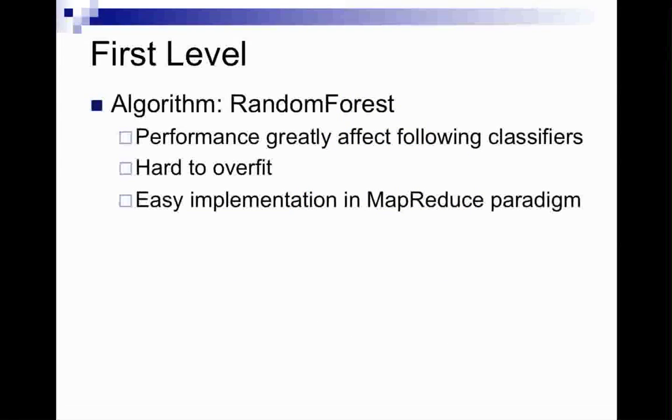Okay, let's go to the details. First, I want to make sure the first part of my classifier has a very good performance, because it will greatly affect the following classifiers. So I choose a random forest. The random forest is just to grow some smaller trees, and each tree will have some predictions. And we want to use some ways like averaging, voting to combine these predictions.